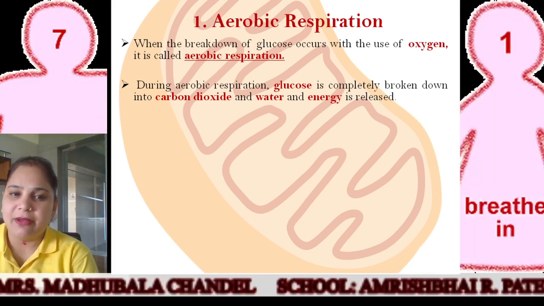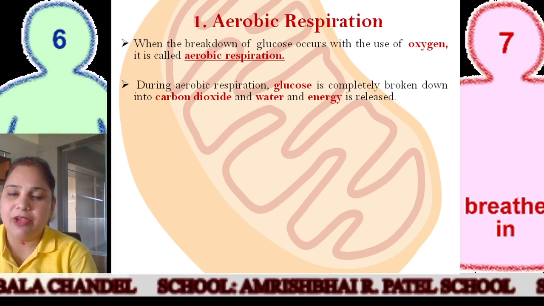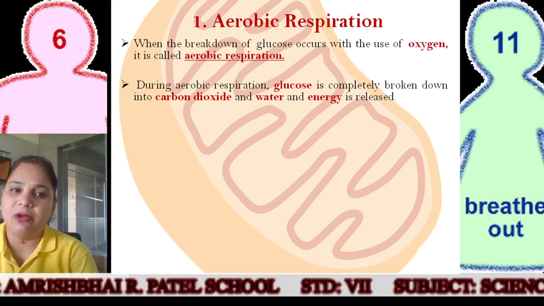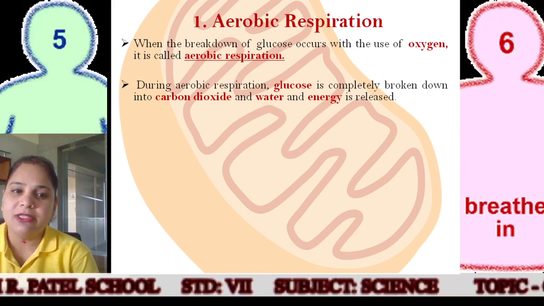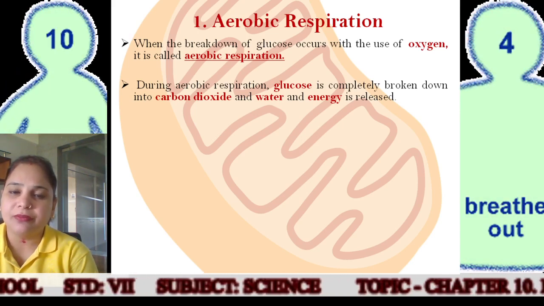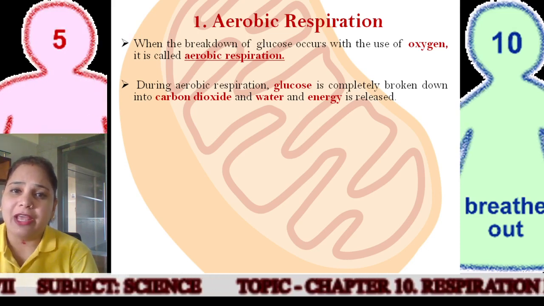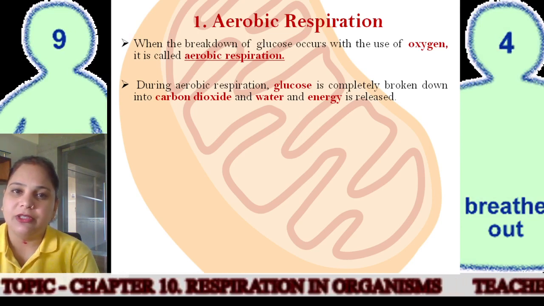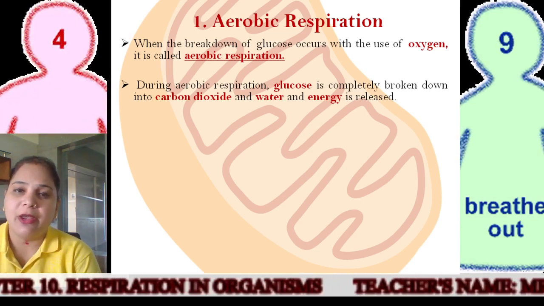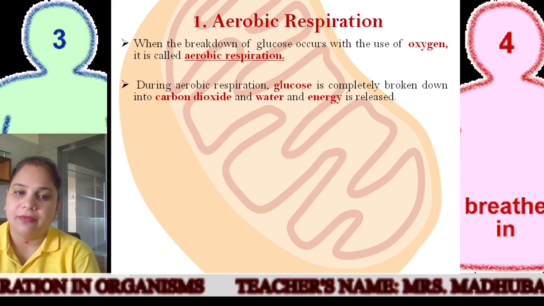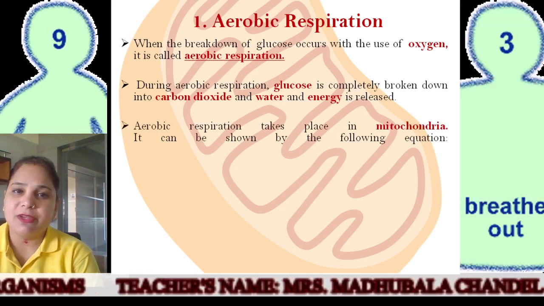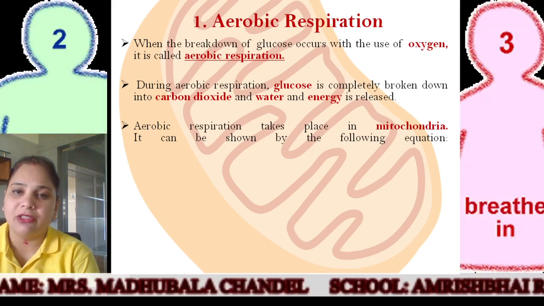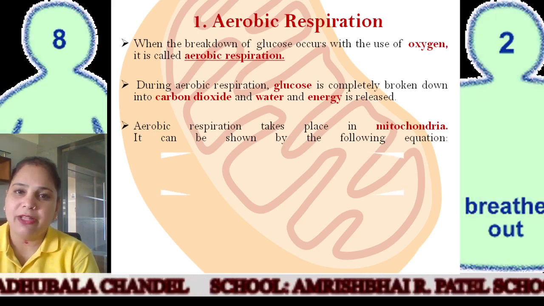We have already studied that when we are doing respiration, whatever food we are eating gets broken down into different components, from complex to simple, and along with this energy is released, then carbon dioxide which we expel out, and water is also released during aerobic respiration. Now, aerobic respiration takes place in the mitochondria, which is a cell organelle, one of the components of the cell, and it can be shown by the following equation.